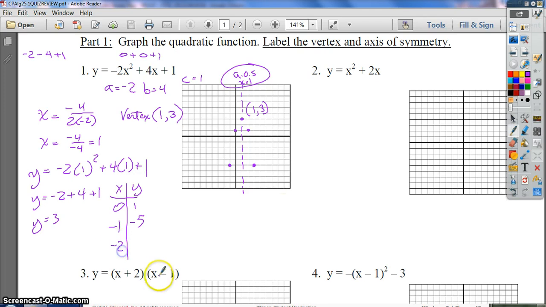If you do -2, it's going to be off the charts, just quickly. 4 times that is -8. -8 plus 1, so this is -15. So clearly off. This would be your graph for full credit.